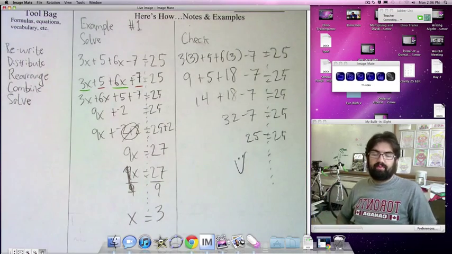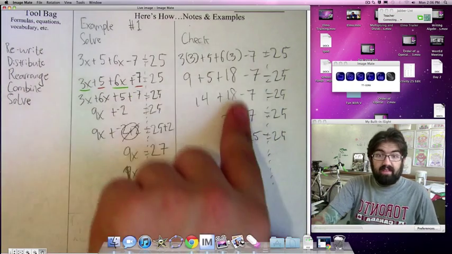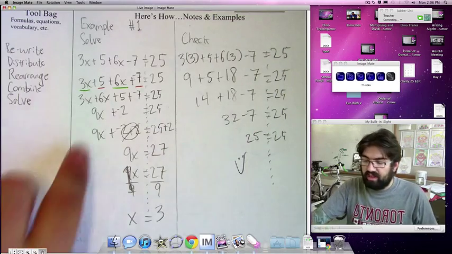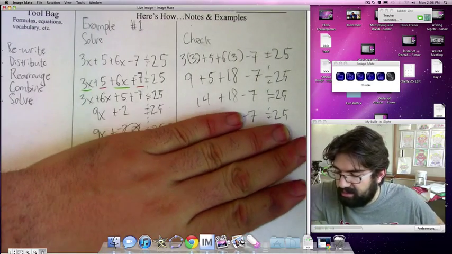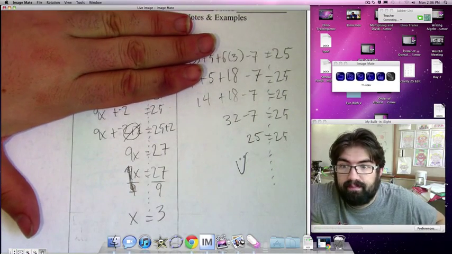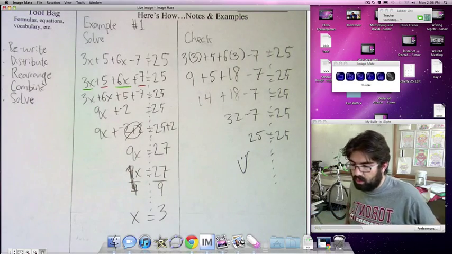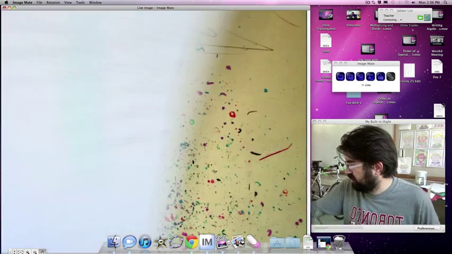We're good. So, the check is going to be a little more crazy. But look over here. All we did was combine like terms to make it look like this, and then we solved a two-step equation. That's all there is to this section. So, here we go. Example number 2.